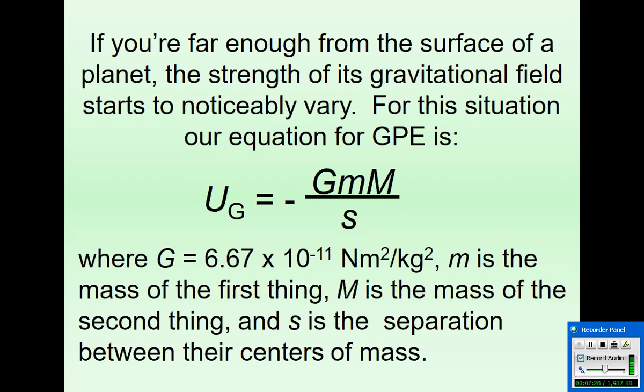But notice that in this formula, it is just S in the denominator. In the formula for force, the denominator is S squared. And in the formula for gravitational potential energy, the denominator is S. So be careful. Don't mix your formulas up.